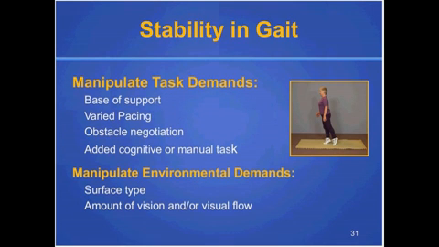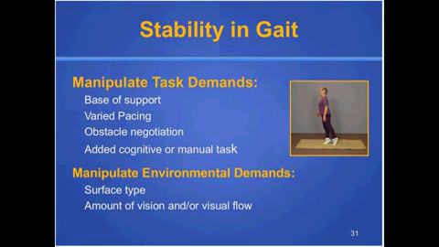And finally, when we look at stability and gait, here again we can manipulate the task demands. We can change the base of support, we can walk on toes, walk on heels, we can vary the pacing. I like to do a lot of activities where I'm asking the client to move more quickly, slow down, stop, turn, all really working to improve the flexibility and adaptability of the gait pattern. Obstacle negotiation becomes an important component of the program here. And then finally, at the highest level of progression, adding a cognitive or manual task to divide attention and thereby force the stability of gait to be more subconsciously controlled.